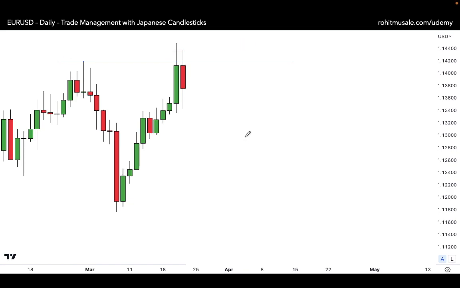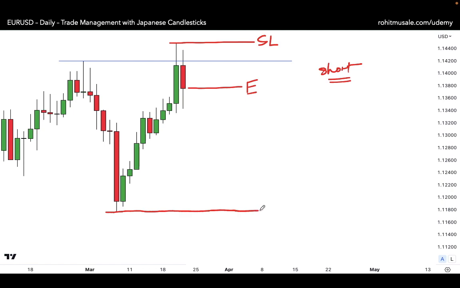Assuming that you take this trade, it's a variation of a dark cloud cover. So assuming you decide to go short, that's your entry point. We know that the high of the dark cloud cover becomes resistance, so we take this point as the stop loss. This is a short position. And where is your target? This is the obvious support level, that's where the bulls are sitting. So that becomes your target.